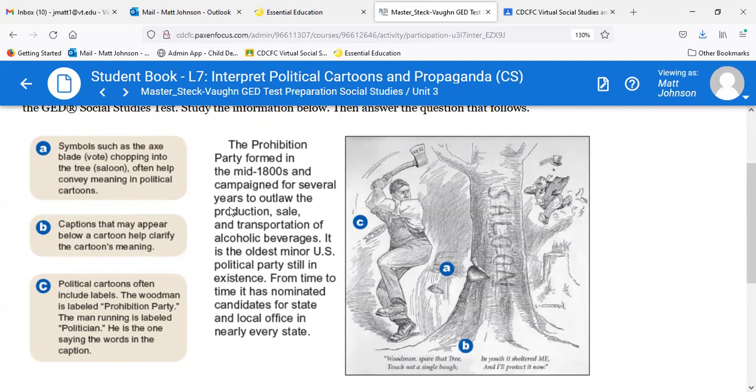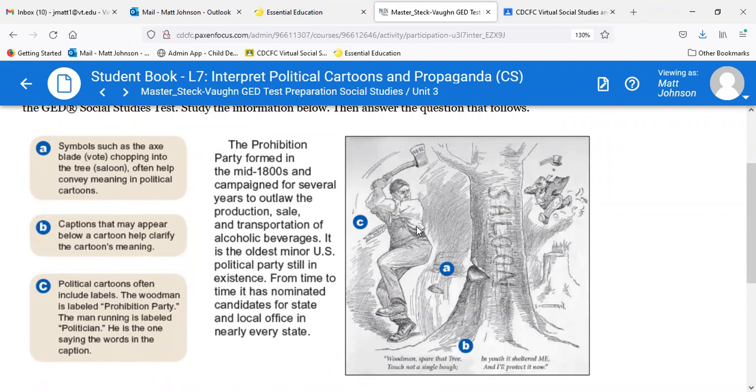So the Prohibition Party, which was a political party formed in the mid-1800s and campaigned for several years to outlaw the production, sale, and transportation of alcoholic beverages. It is the oldest minor U.S. political party still in existence. So there are still people part of the Prohibition Party today. From time to time, it has nominated candidates for state and local office in nearly every state.